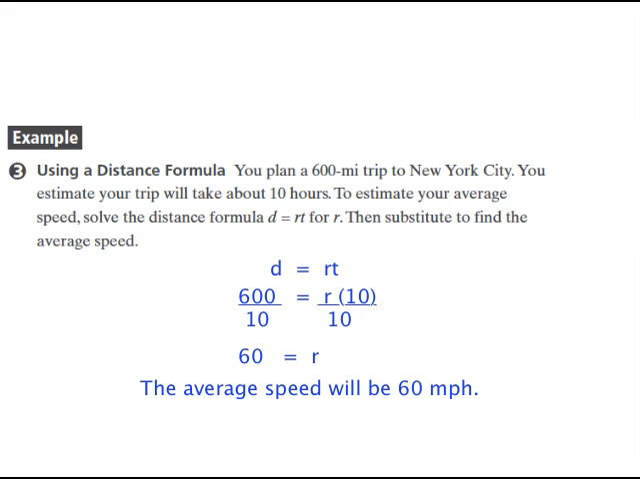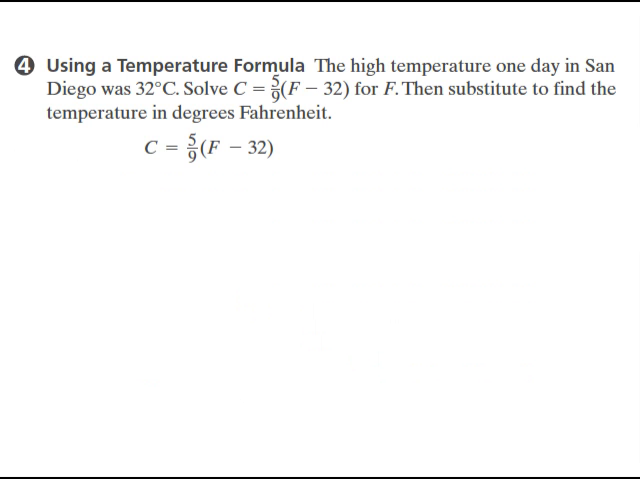Pause the video if you need more time to copy down this example. For example number 4, using a temperature formula. The high temperature one day in San Diego was 32 degrees Celsius. Solve C equals 5/9 times the quantity F minus 32 for F. Then substitute to find the temperature in degrees Fahrenheit.